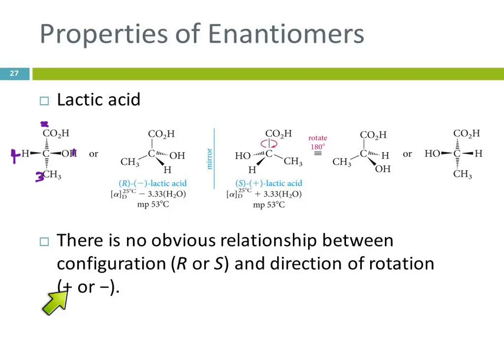Now, this is really important. There is no obvious relationship between configuration, meaning R or S, and direction of rotation. That's why we had a different word for the plus and minus, dextrorotatory and levorotatory. And sometimes they're abbreviated D and L. Those are not at all related to R and S. Some R chiral molecules rotate light in the positive direction and some in the negative. And there doesn't appear to be any distinct relationship there.